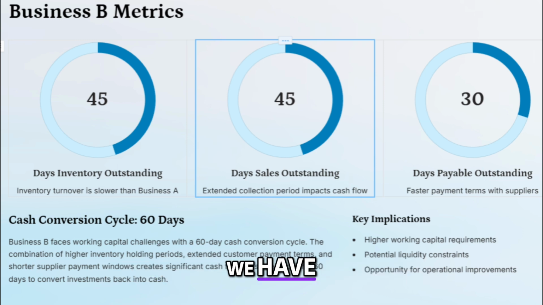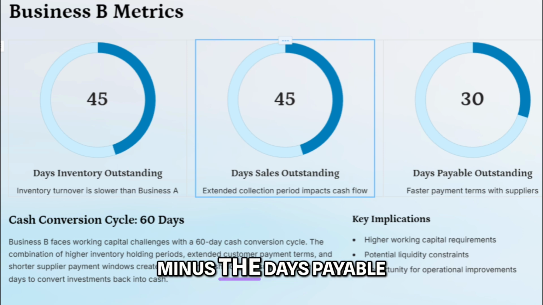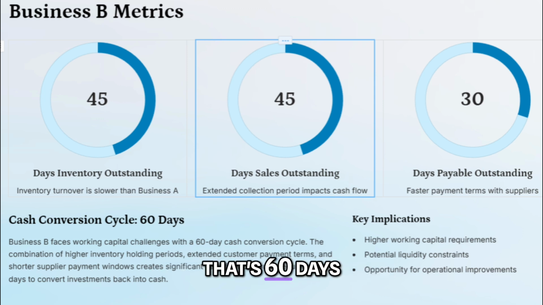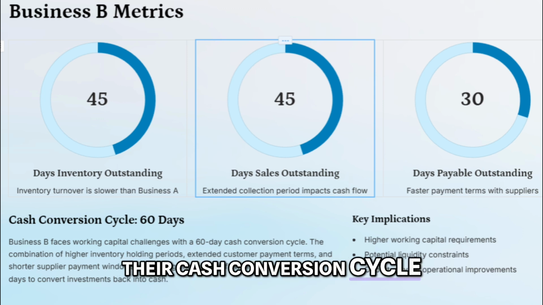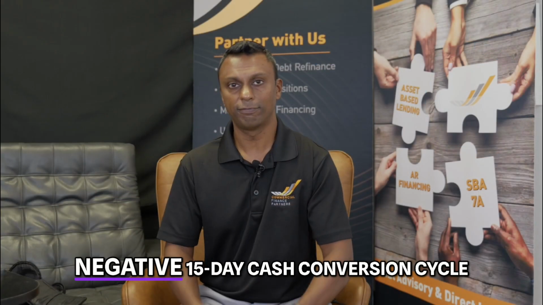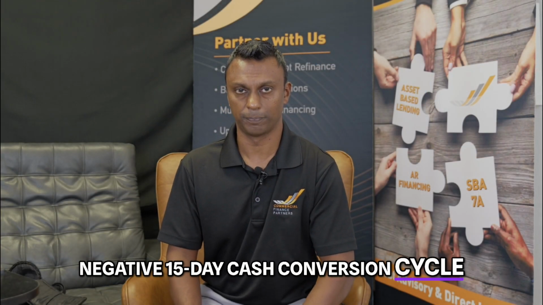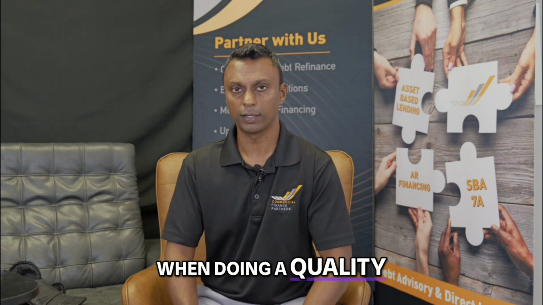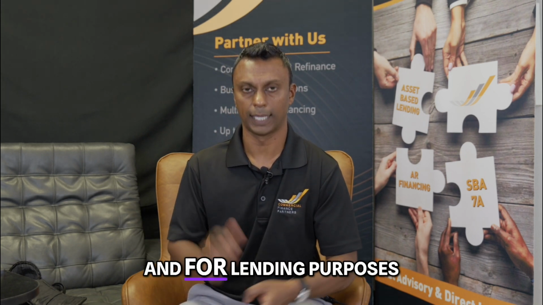So we have DIO of 45 plus DSO of 45, that's 90, minus the days payable of 30, that's 60 days. Their cash conversion cycle is 60 days. Company A had a negative 15-day cash conversion cycle. So when doing a quality of earnings, Company A is much stronger for a buyer and for lending purposes.